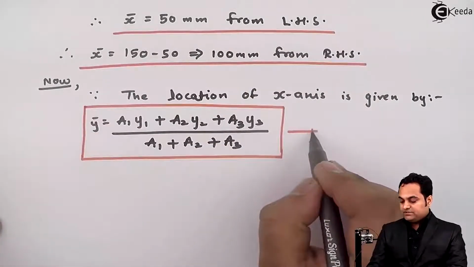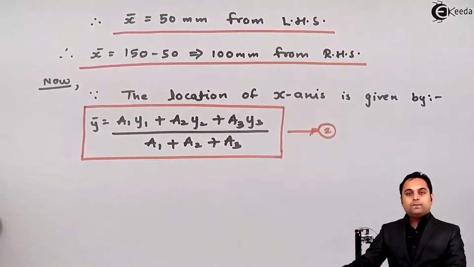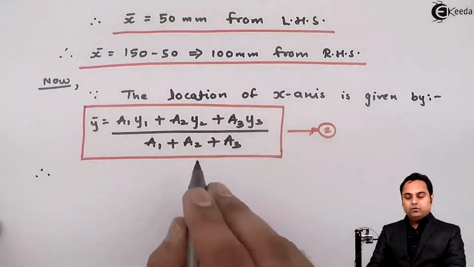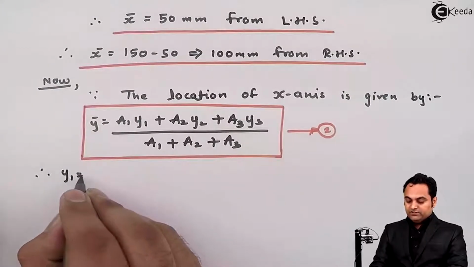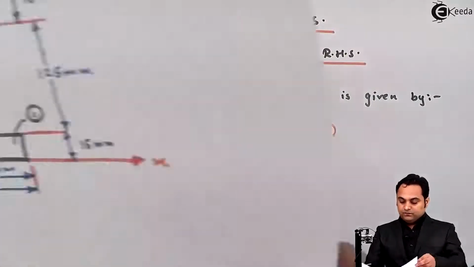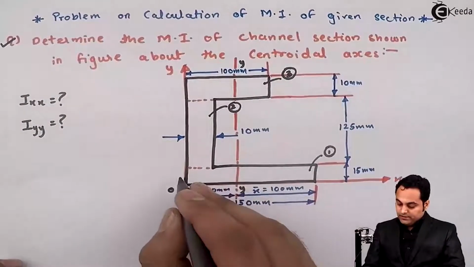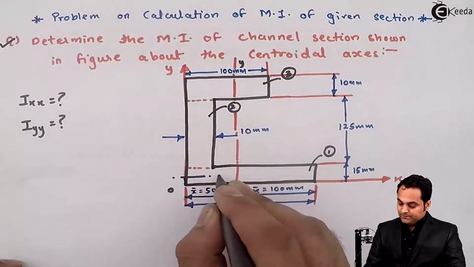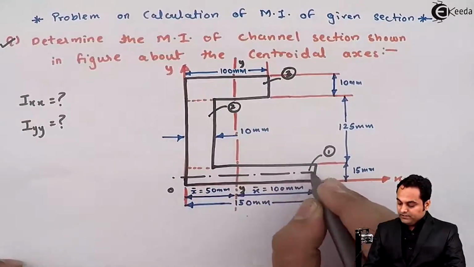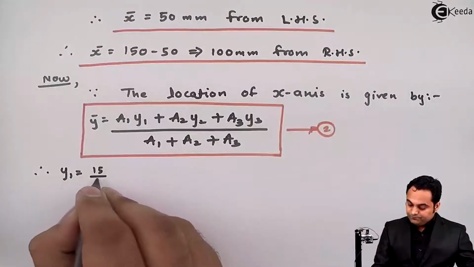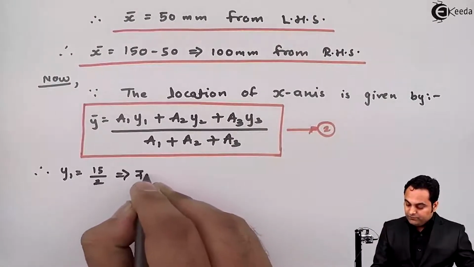I'll keep this as second equation. Now we need y1, y2, y3 values. Y1 is the location of the x-axis for the first rectangle, and its x-axis will be at half of 15, so that is 7.5 mm.